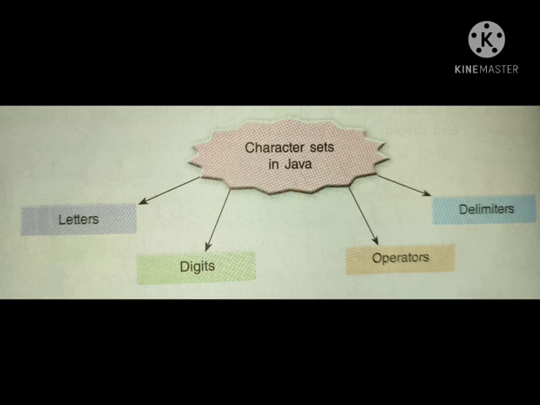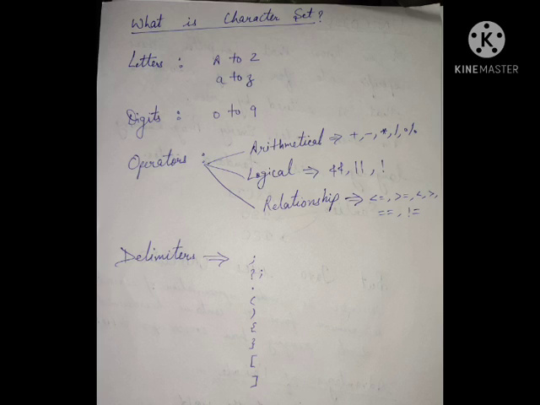Now what is a character set? It is the alphabets of the programming language Java. It has different parts: it includes letters, digits, operators and delimiters. Letters include capital A to Z and small a to z, and digits include the digits 0 to 9. Operators are of three types: arithmetical operators, logical operators and relational operators.